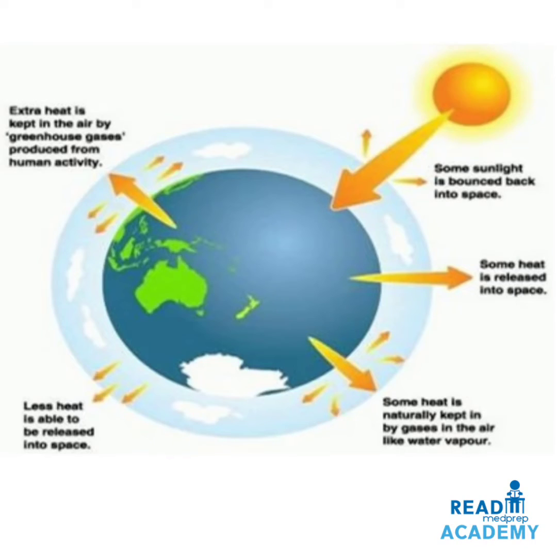Here in this image, you can see that some sunlight is bounced back into space. Some heat is released into space. Some heat is naturally kept by the gases in the air like water vapor. Extra heat is kept in the air by greenhouse gases produced from human activity. Less heat is able to be released into space.